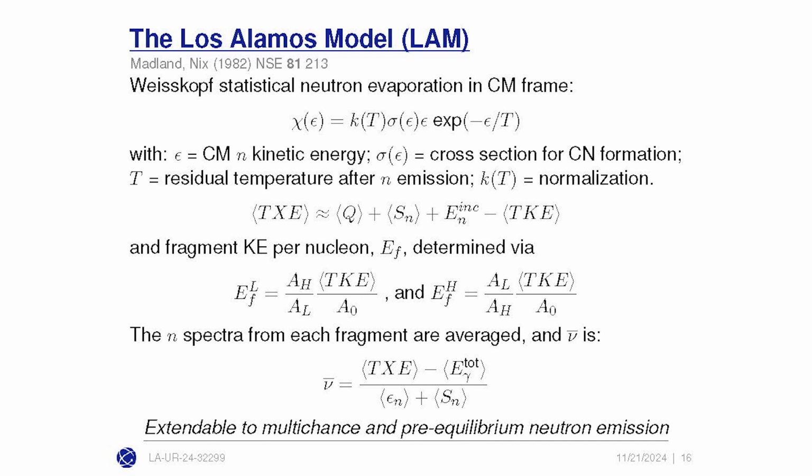And it is extendable, though, to multi-chance fission and pre-equilibrium neutron emission. So that makes it a very large step above any of these other models that we use to describe the PFNS. These are not predictive models. These are just models that we use to tell you what the shape is in a more functional form, basically.